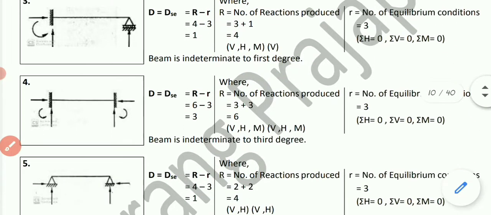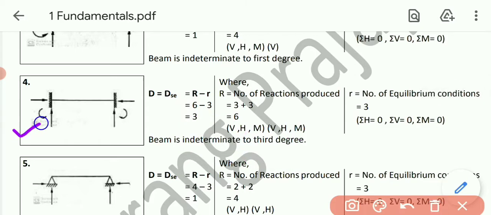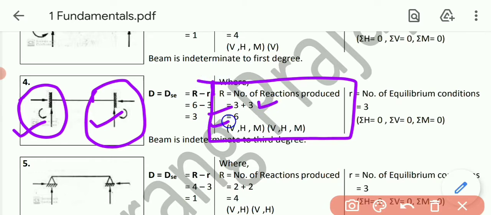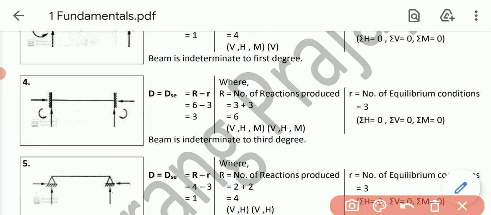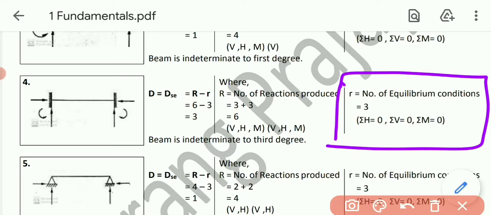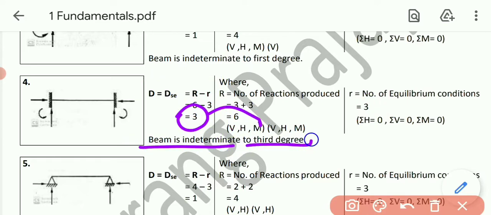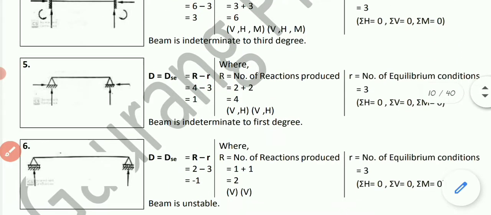Next, a fixed support is there over here as well as over here. 3 unknowns will be there, vertical, horizontal, and moment. Over here also 3 unknowns will be there, vertical, horizontal, and moment. You can see 3 plus 3, that is 6. And I have shown the reactions also, which reactions are getting produced. Small r is always 3, the number of equilibrium conditions. So let's put down the value. DSA equals capital R minus small r, capital R 6, small r 3. 6 minus 3, the answer comes 3. So we can say the beam is indeterminate, and indeterminate to the third degree. So these are the criteria.